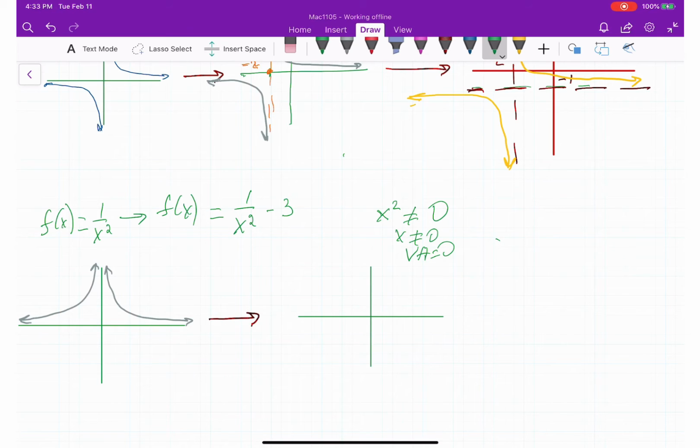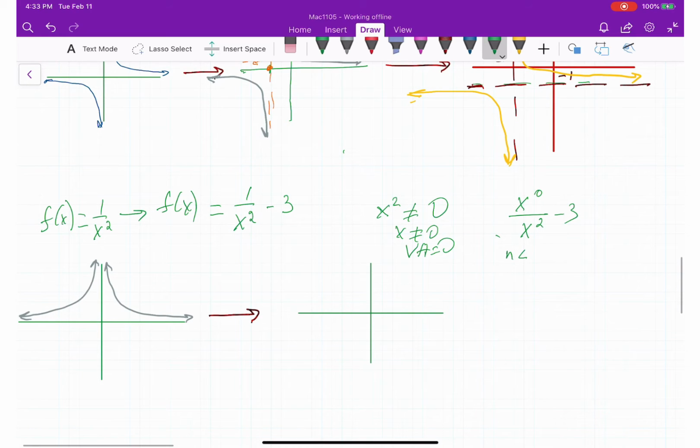Let's see the horizontal asymptote. 1 I can represent as x to power 0 over x squared minus 3, right? So because n is less than m, the horizontal asymptote is going to be equal to 0. And then we have here minus 3, so it's going to be -3. So vertical asymptote 0, horizontal is going to be -3.